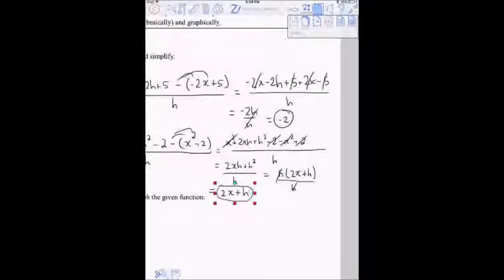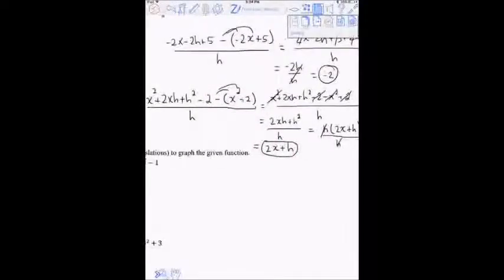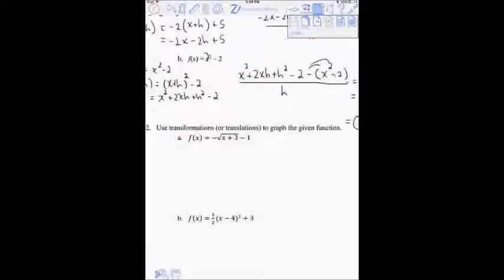Now, question 2 is also from chapter 2, section 2.2, and later on in the chapter, I think it's section 2.6, transformations of functions. It helps to have an idea of what a traditional square root graph looks like. So square root of x, the graph starts at 0, 0 and comes up and to the right.